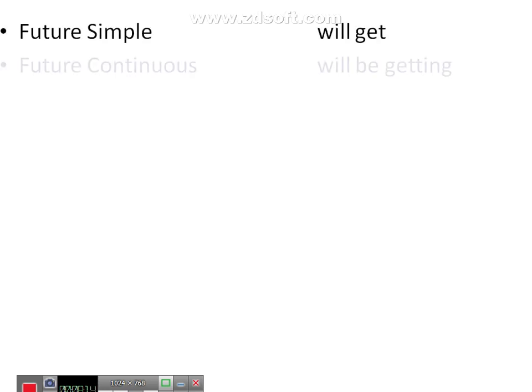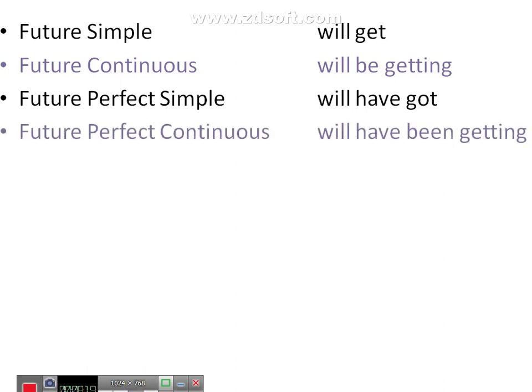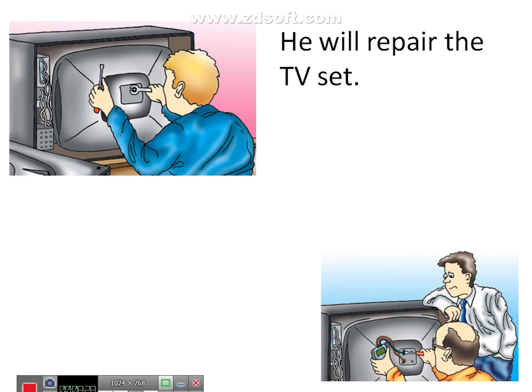Future simple: will get. Future continuous: will be getting. Future perfect simple: will have got. Future perfect continuous: will have been getting. Infinitive: we use to get. Gerund: getting.